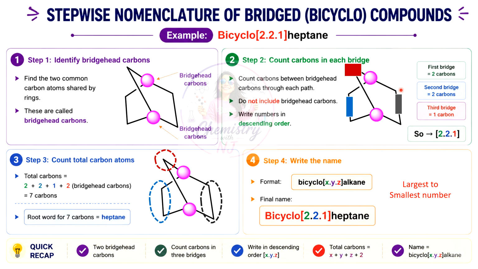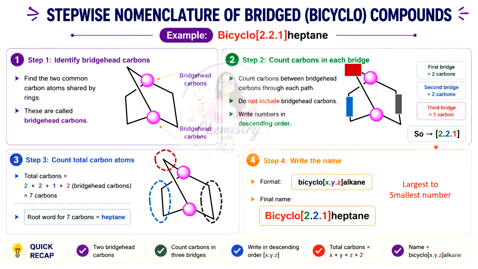Now write these numbers from largest to smallest. For spiro we write from smallest to largest, but for bicyclo we have to write from largest to smallest. So we write 2, 2 and 1. The first bridge is 2, the second bridge is 2 and the third bridge is 1. These numbers show how many carbons are in each bridge of the ring.